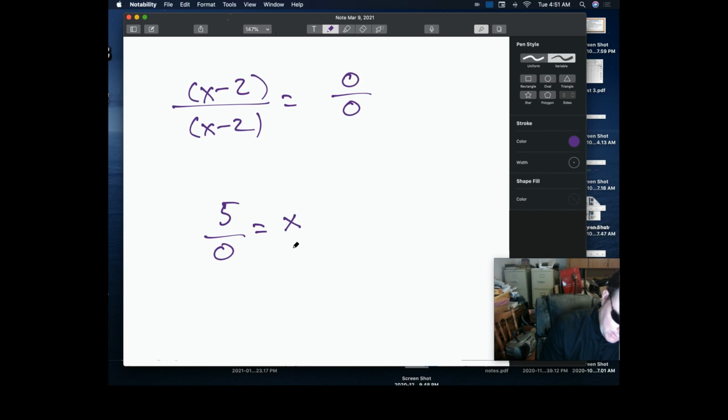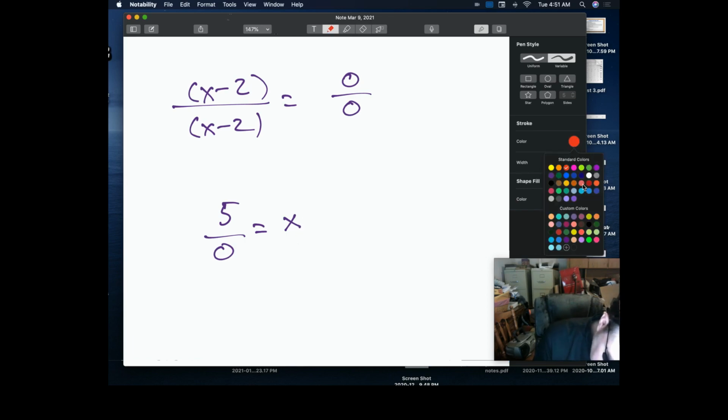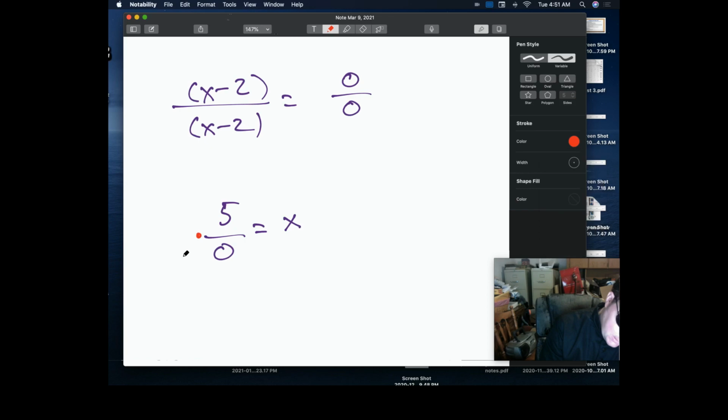The reason why we say a value is undefined, okay, the reason why we say it's undefined is if you multiply both sides by 0, you get a statement that's a contradiction. You get 5 equals 0. Okay, this is why this is undefined.